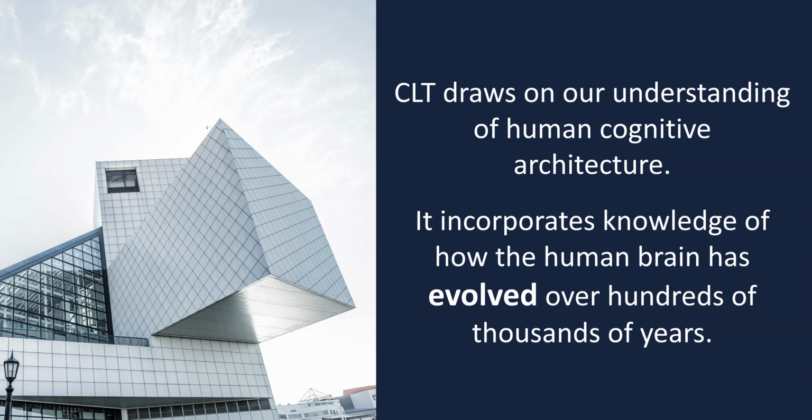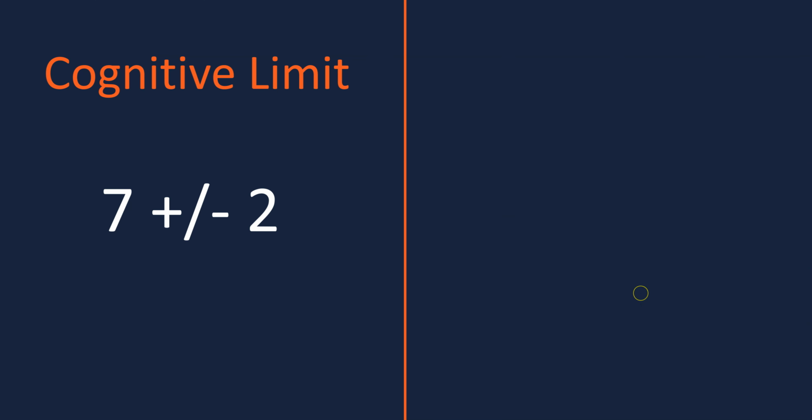At least how we know it, or how we think it works, or we believe it works based on experimental research up until, well, when I'm filming this, 2020. And so cognitive load theory incorporates our knowledge, at least to date in 2020, about how the brain has evolved over hundreds of thousands of years. Cognitive load theory is primarily broken into two parts.